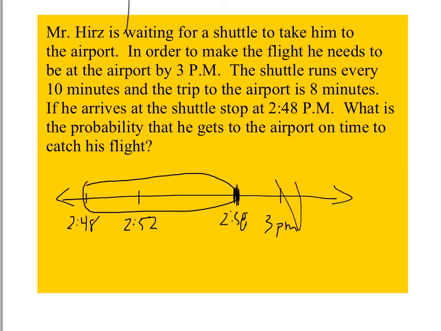So really 3 p.m. doesn't really matter right now. We want to look at this length, 2:48 to 2:58 is the total length that I'm looking at, and the probability that I am going to make it on time is if this bus comes in between this length, right? If it comes in between 2:48 and 2:52, I'm set. If not, I'm going to be late to my flight and obviously not going to be very happy. So the favorable over total here is 4 minutes over 10 minutes, which is 2/5.